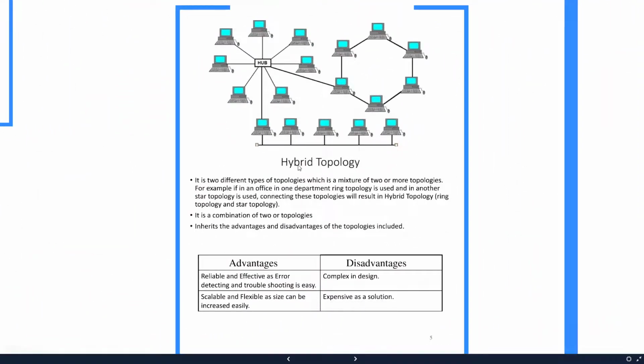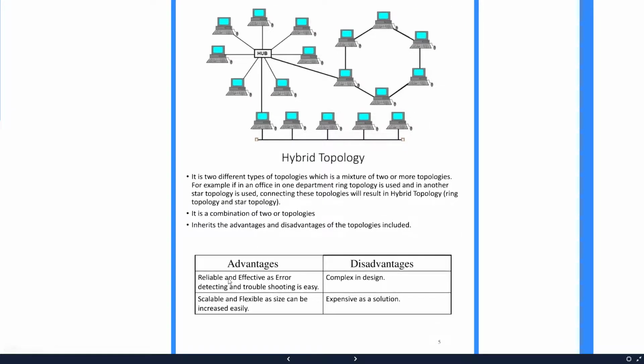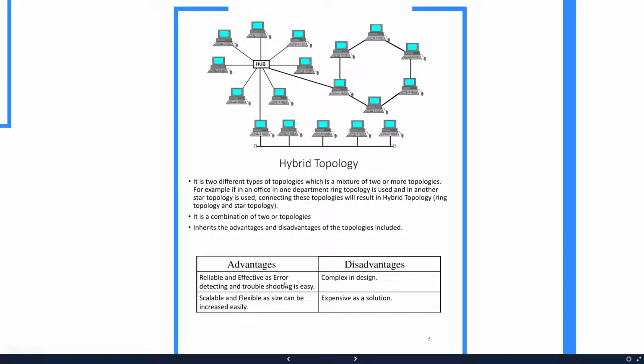And hybrid topology. It's a combination, from the term itself, it's hybrid. Okay, it is two different types of topologies, which is a mixture of two or more topologies. Okay, so advantages: it's reliable and effective as error detecting and troubleshooting is easy. Scalable and flexible as size can be increased easily. For the disadvantages, it's obviously complex in design and expensive as a solution.